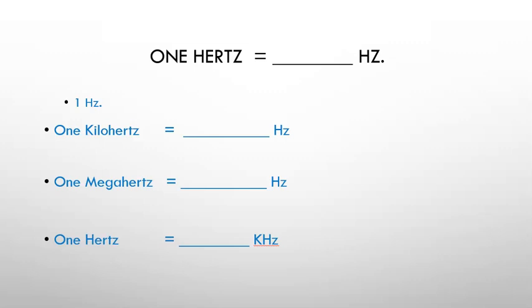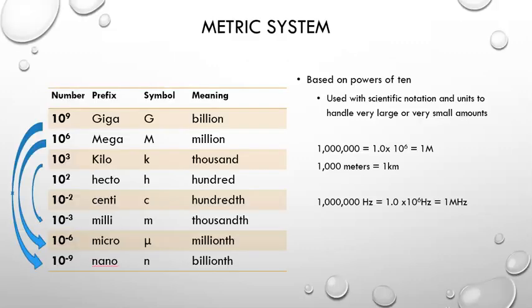The metric system is set up so that we can do these type of unit conversions very easily. It's set up on the basis of powers of 10, and it uses scientific notation in units to handle very large or small amounts. So we have the example of 1,000,000 is equal to 1 times 10 to the 6 in scientific notation, which is equivalent to 1 mega. 1,000 meters is equivalent to 1 kilometer, kilo being thousands. And so 1,000,000 hertz is equivalent to 1 times 10 to the 6 hertz, or 1 megahertz.